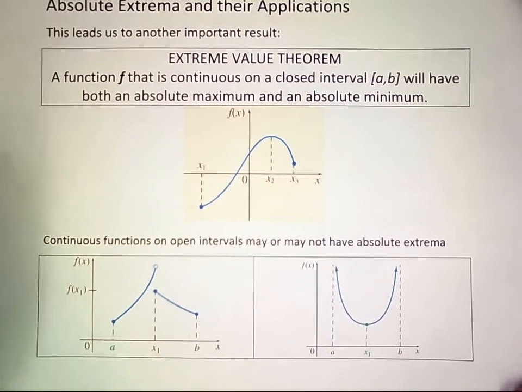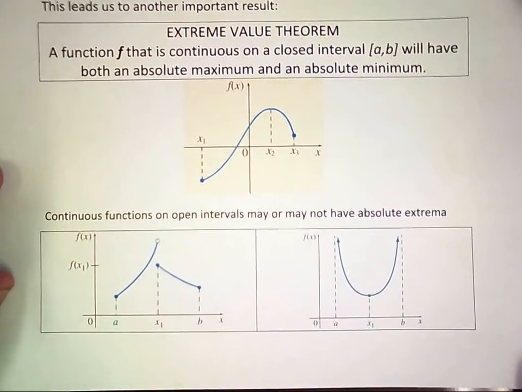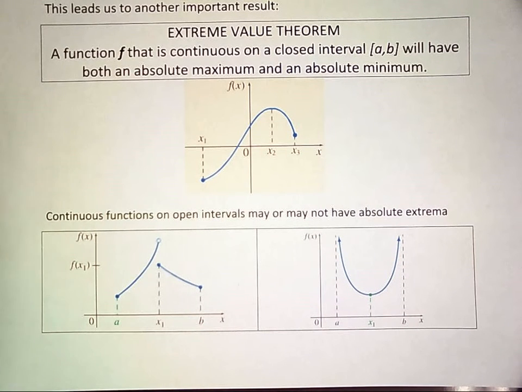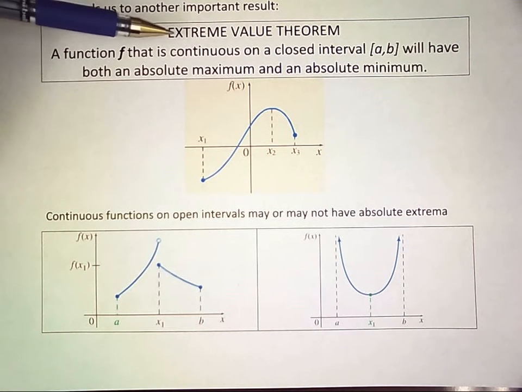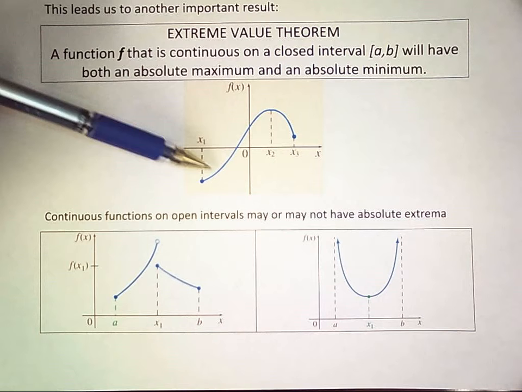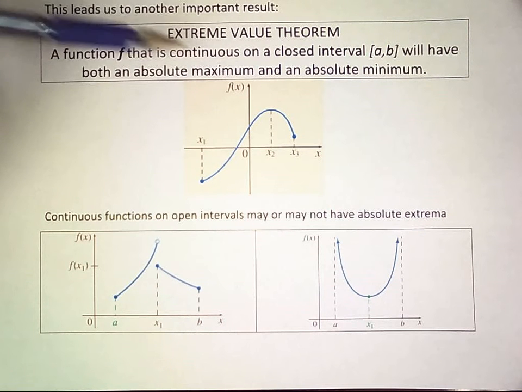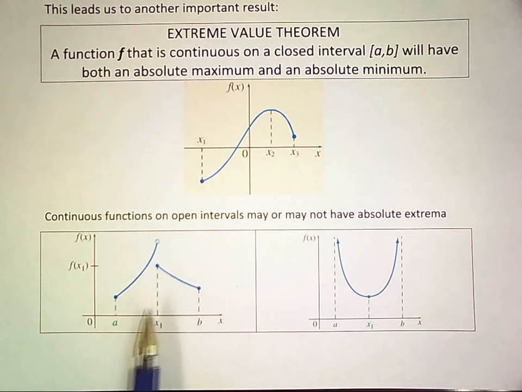Now, I want to end my little intro to this topic by showing a violation of the extreme value theorem. As long as the function is continuous on a closed interval, the extreme value theorem applies, and you're assured of having a max and a min. However, if one of these conditions or both are not satisfied, you may or may not have absolute extrema.